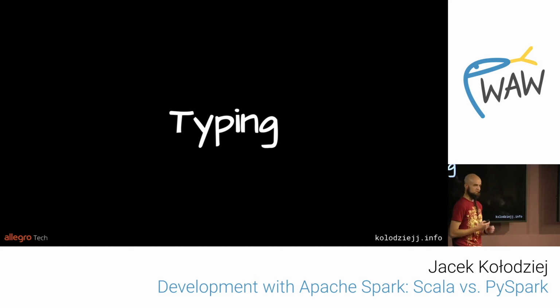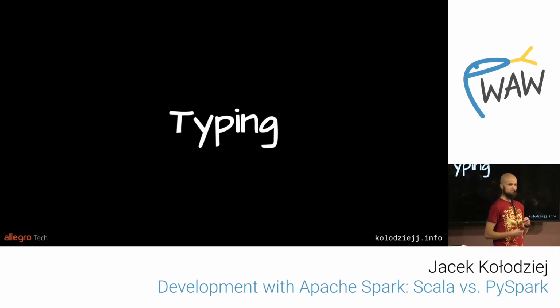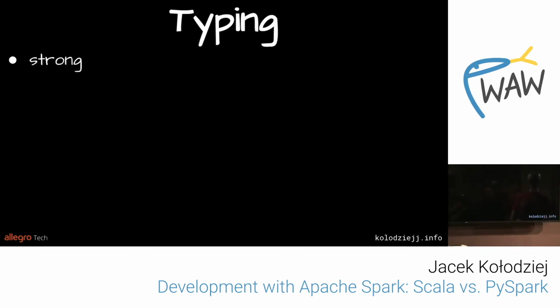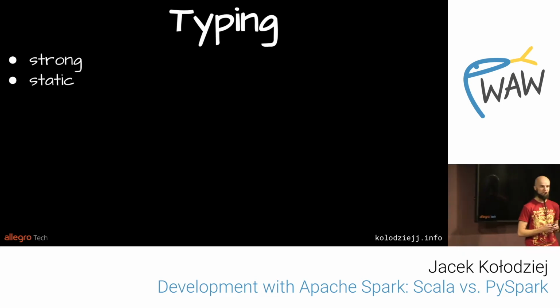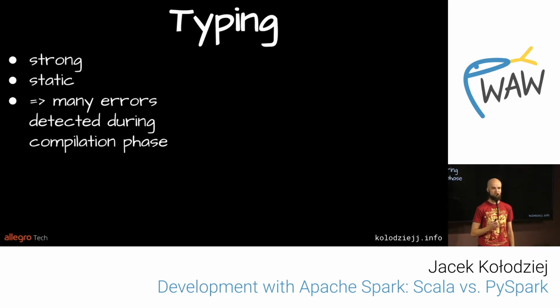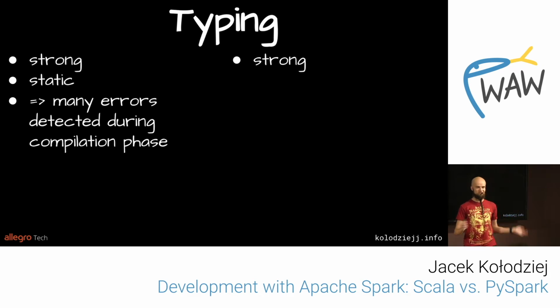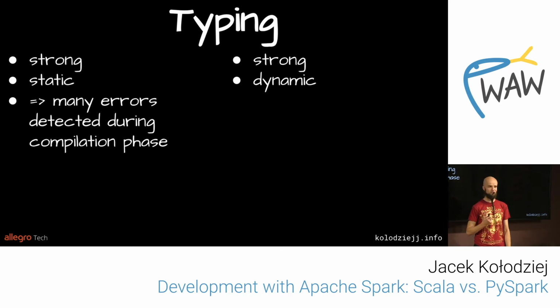But these slides could lead you to believe that these two approaches, the Scala and Python, are almost exactly the same. Well, no, these are still very different languages, starting with typing, of course. Scala is strongly typed, and it's statically typed. This means that quite a lot of mistakes that we are making during development are caught during the compilation phase of our development loop. Python also is strongly typed, for some definition of strongly, don't email me about it. But it's also dynamically typed.